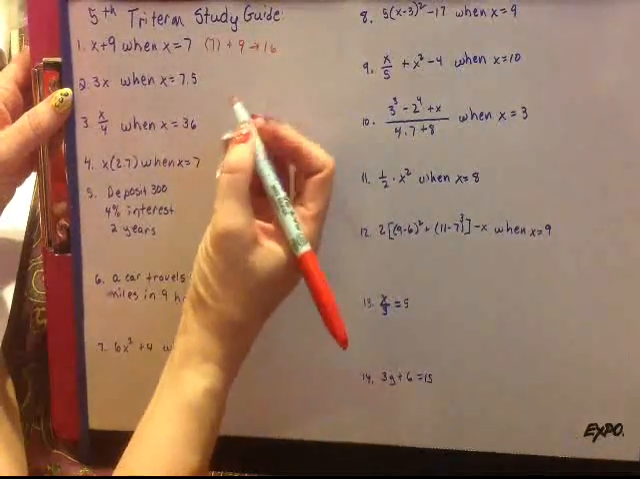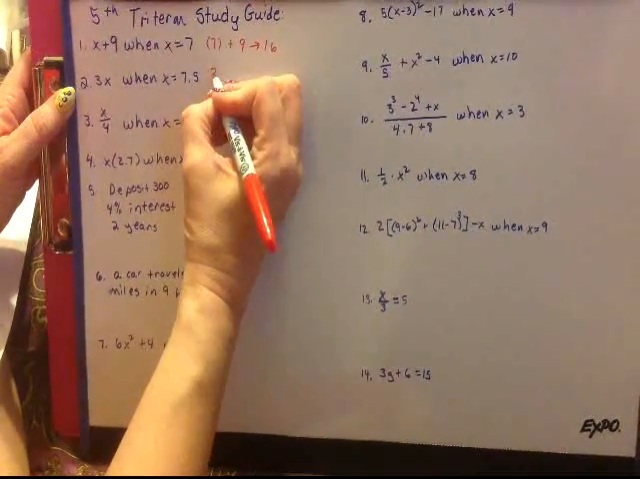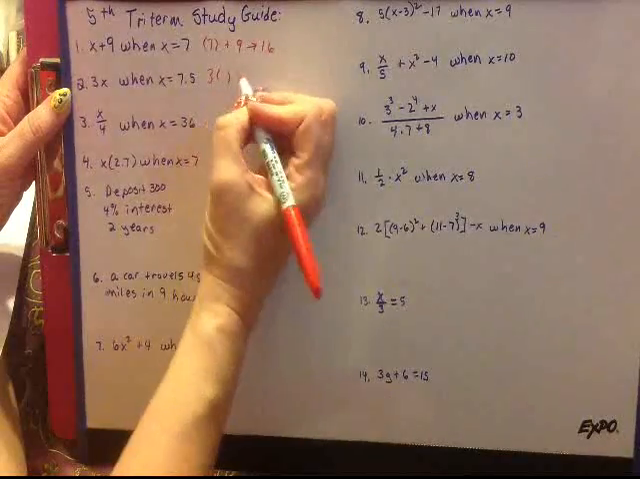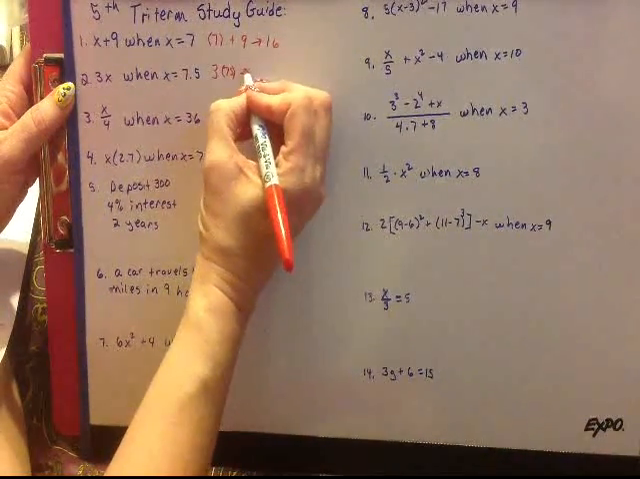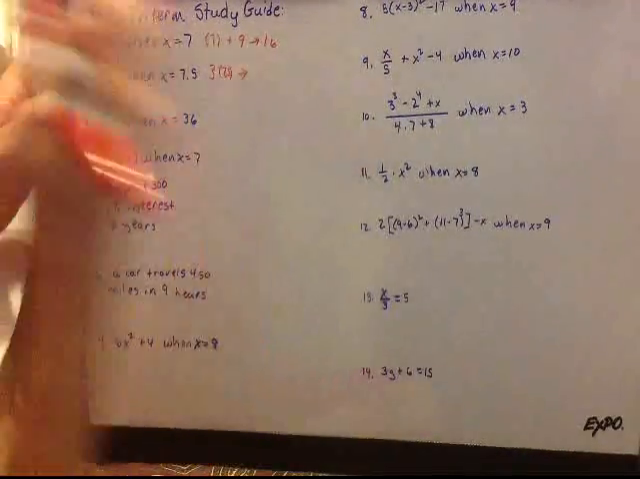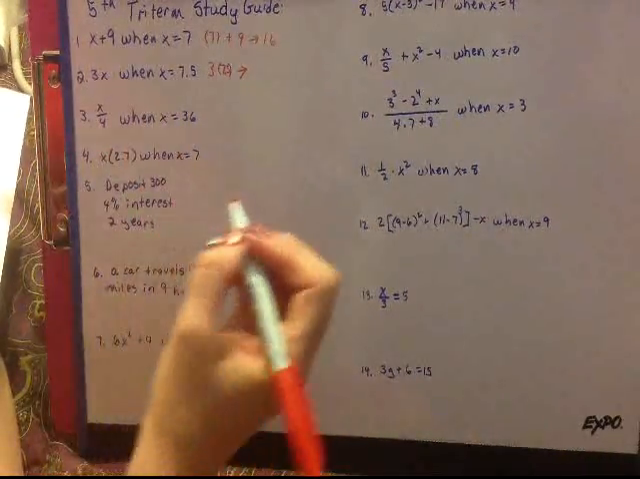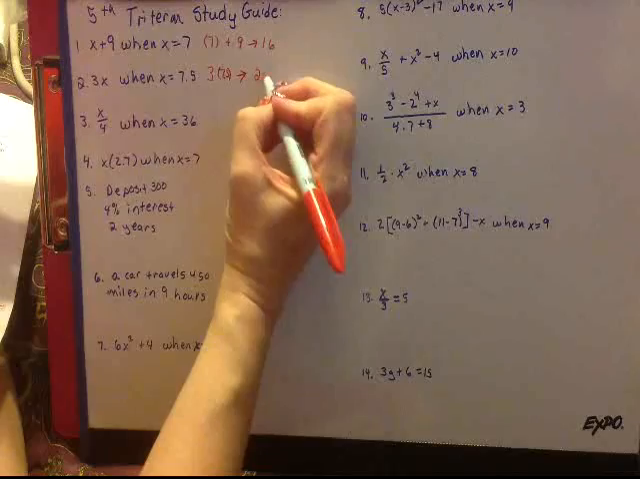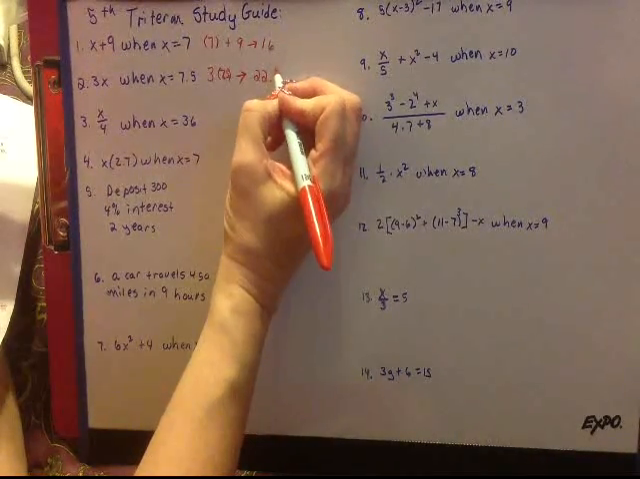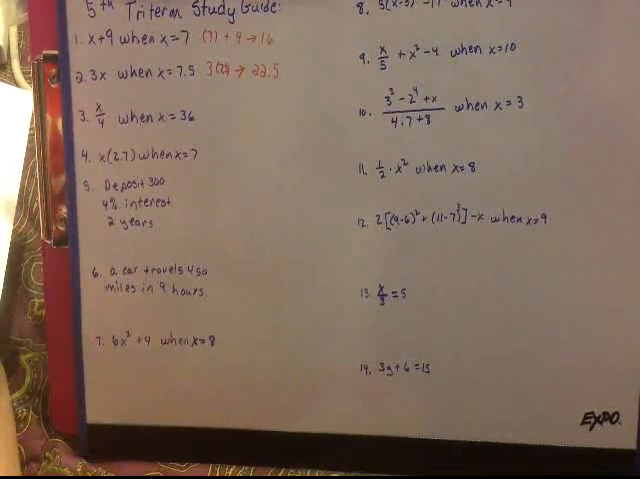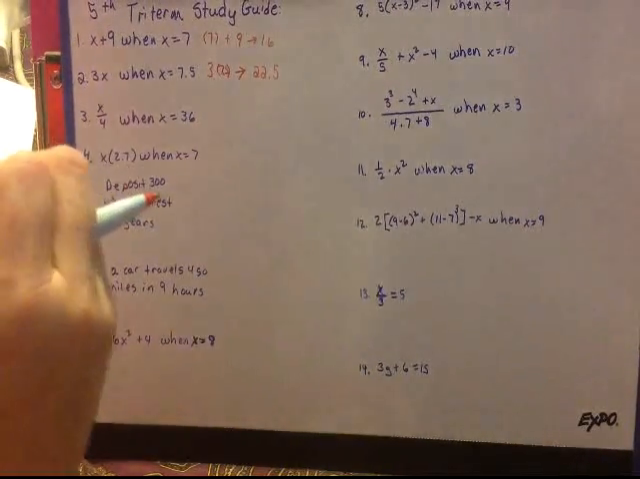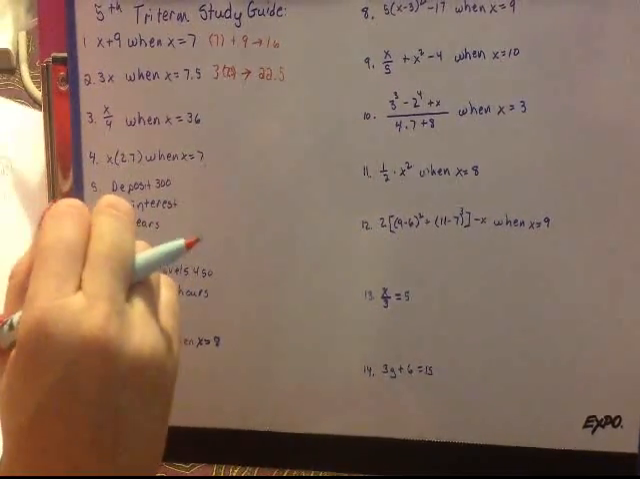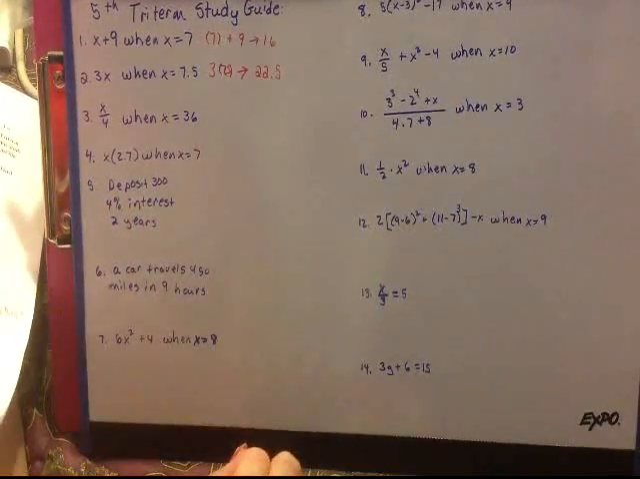For number 2, our problem is 3 times x when x is 7.5. So 3 times 7.5 is 22.5. You will be allowed to use calculators on the exam, just not calculators that are part of your iPad. You will have to have a calculator that you cannot go online with.